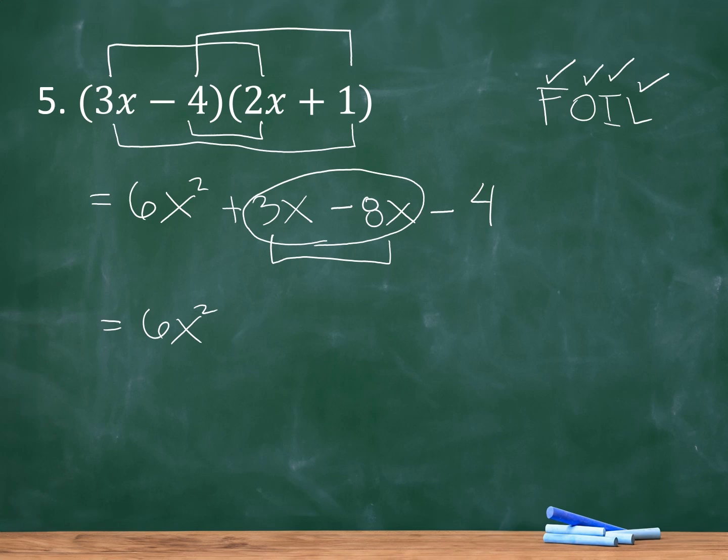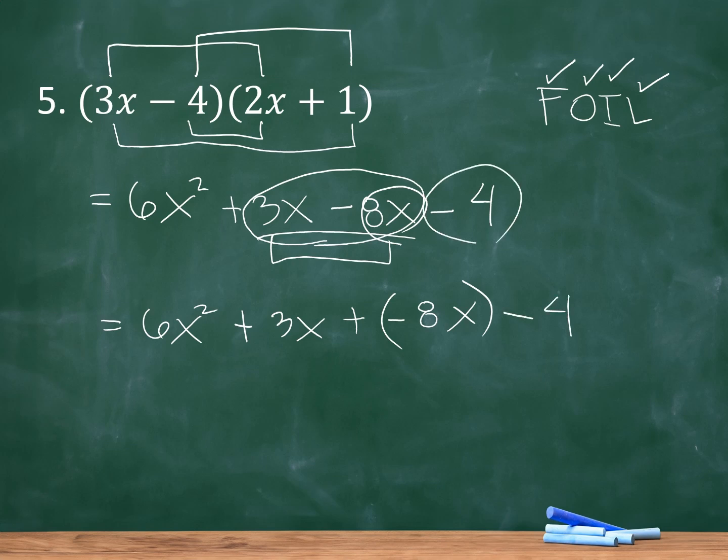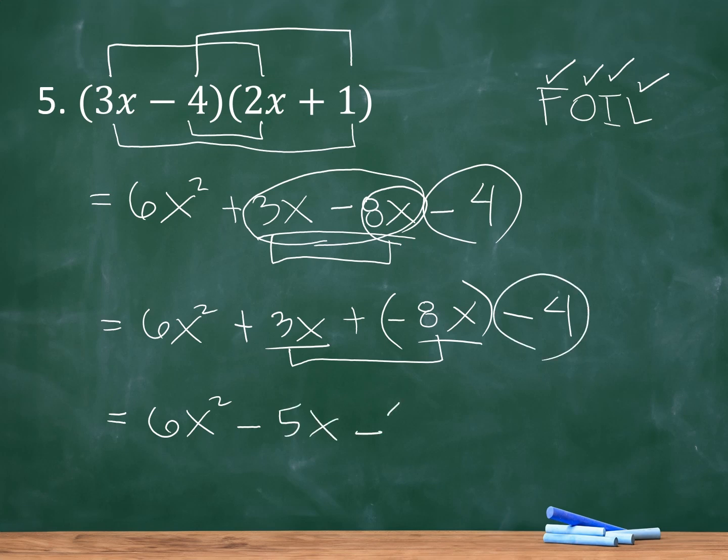Copy first 6x squared. So now we have 3x minus 8x. Remember, subtracting a monomial is just the same as adding its opposite. So 3x minus 8x can be written as 3x plus the opposite of 8x will be negative 8x, and then we put it in a parenthesis. Then just copy minus 4. So now we will just add these two terms. Copy first 6x squared, and then 3x plus negative 8x is negative 5x, and then just copy minus 4.